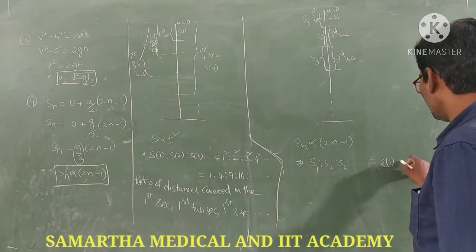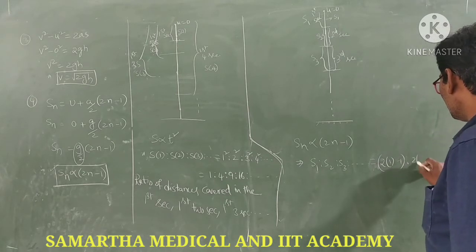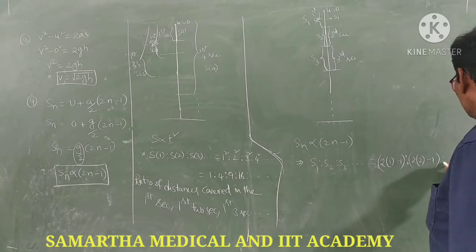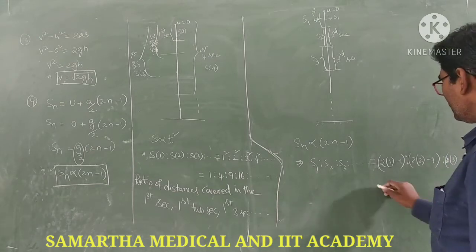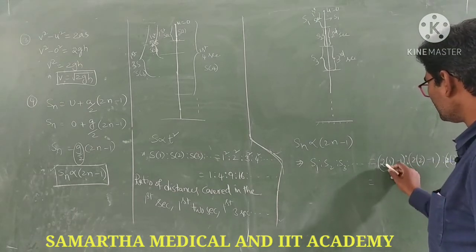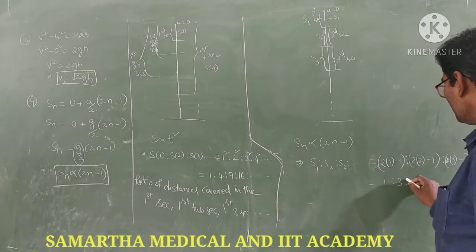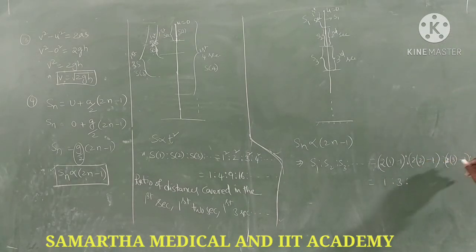So 2 into 1 minus 1 is to 2 into 2 minus 1. That is the second case. Is to 2 into 3 minus 1, and so on like this. Okay, so what is this? 2 into 1 is 2, 2 minus 1 is 1. Is to 2 into 2 is 4 minus 1 is 3. Is to 2 into 3, 6 minus 1 is 5.